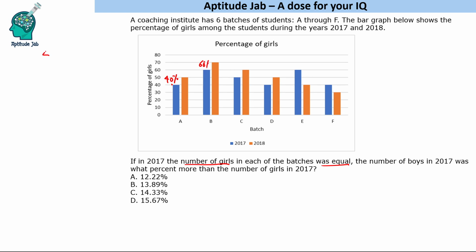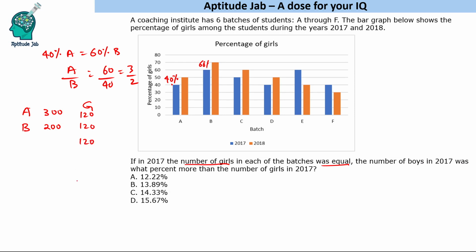Okay, now 40%, let us say the number of students in A is A and B is B. 40% of A is equal to 60% of B. Okay, so that means A upon B is 60 by 40, that is 3:2. Okay, so let us say A has 300 students, right? B has 200 students. So A का 40%, so number of girls will be, what we have to find? We have to find the number of boys more than the number of girls. So the number of girls will be 120. Okay, B में भी 120 होगा. So number of girls will be 120 in each of these.